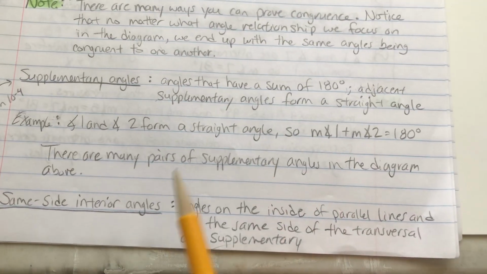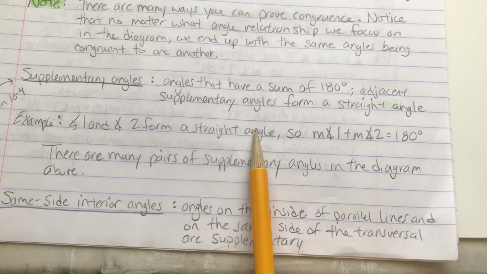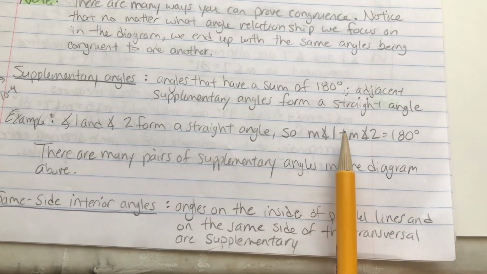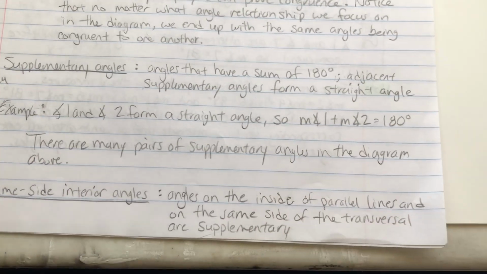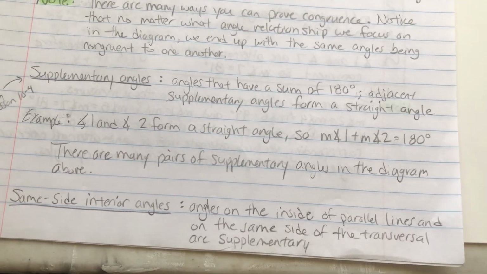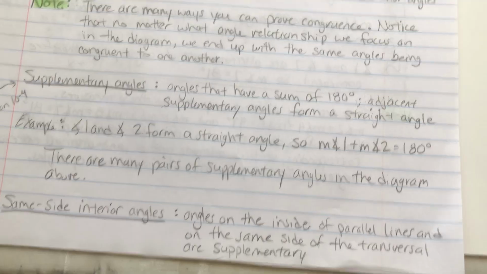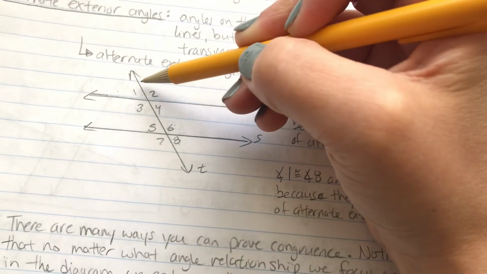Okay, here's some more notations. If angle 1 and angle 2 form a straight angle, the measure of angle 1 plus the measure of angle 2 equals 180 degrees. That little m means that you're stating the measure. And there are many pairs of supplementary angles up in the diagram. As you can see, many straight angles are formed.